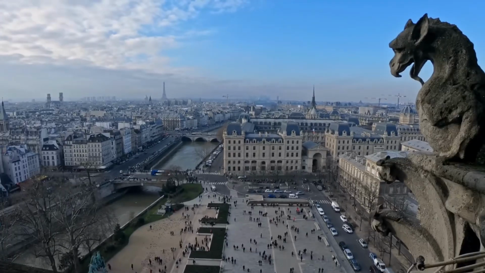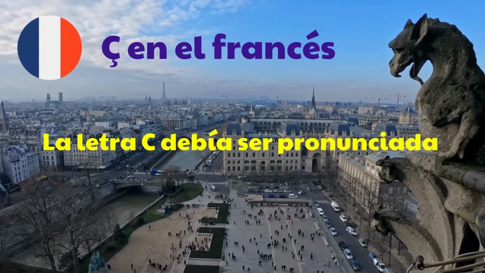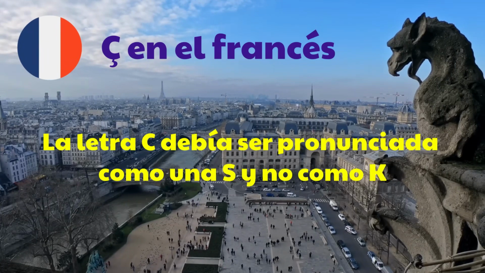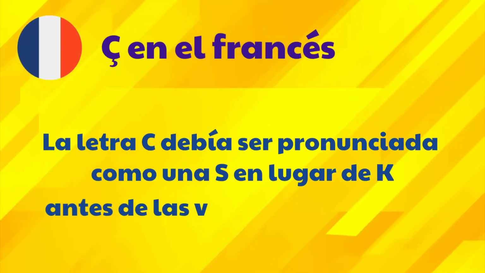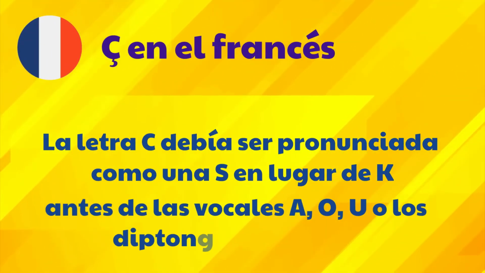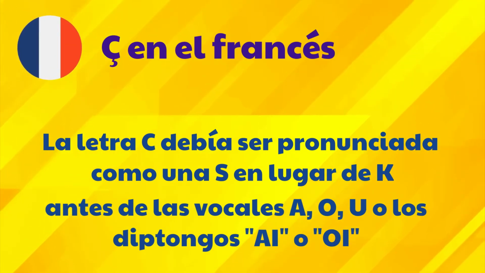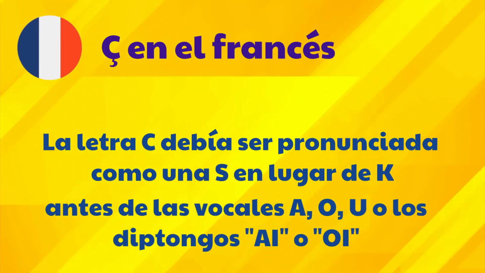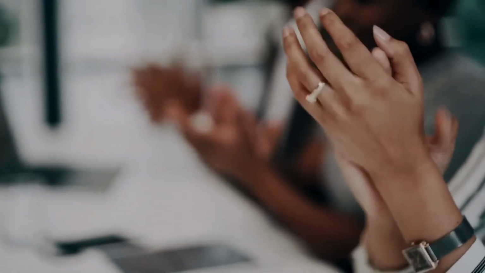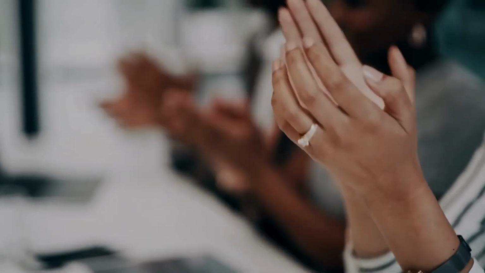Its main function was to indicate that the letter C should be pronounced as S instead of K, before the vowels A, O, U, or the diphthongs. This specific use made it possible to resolve phonetic ambiguities and maintain consistency in pronunciation.